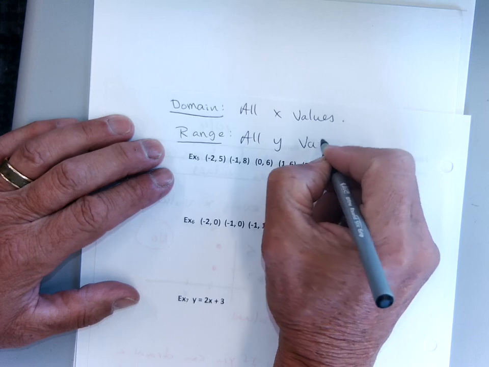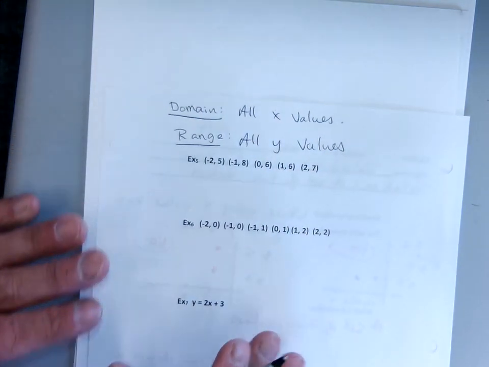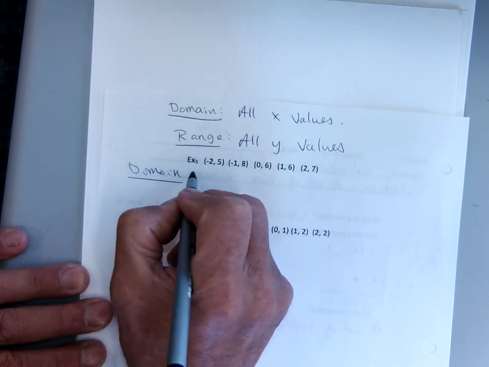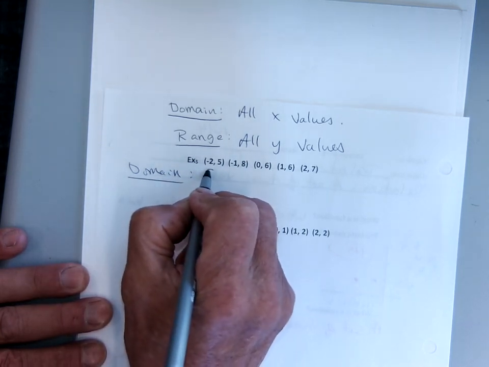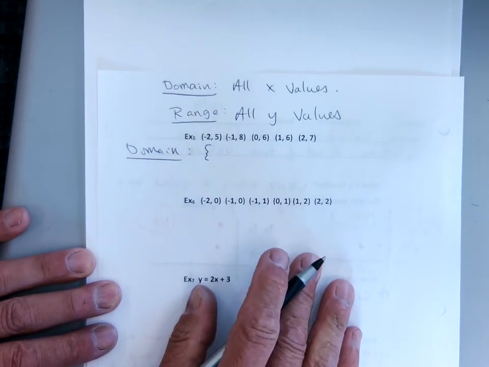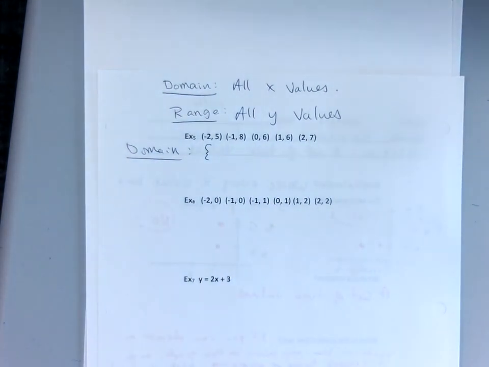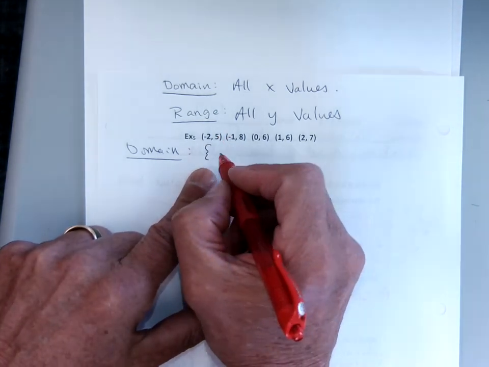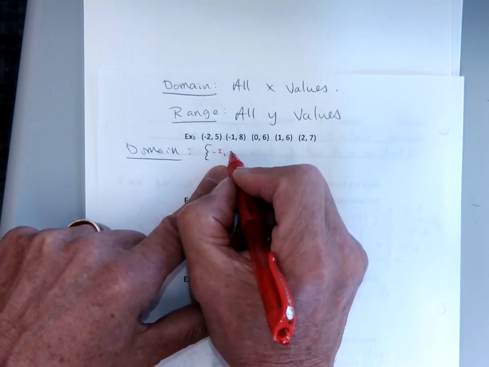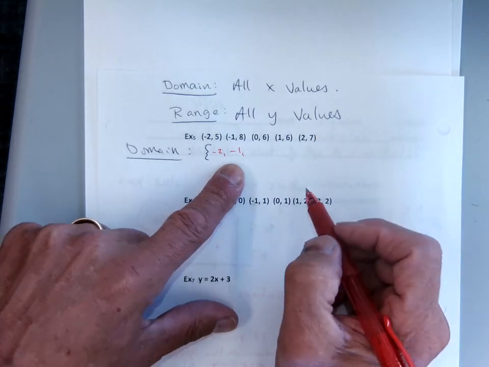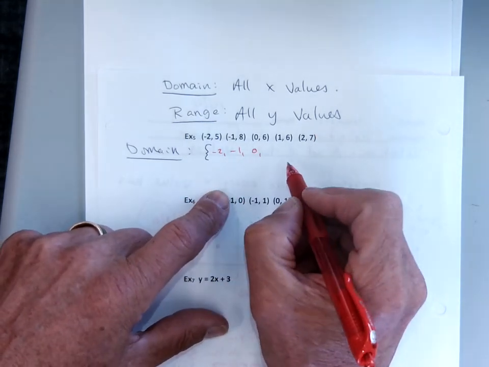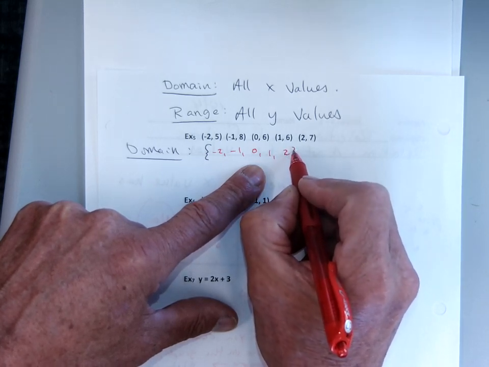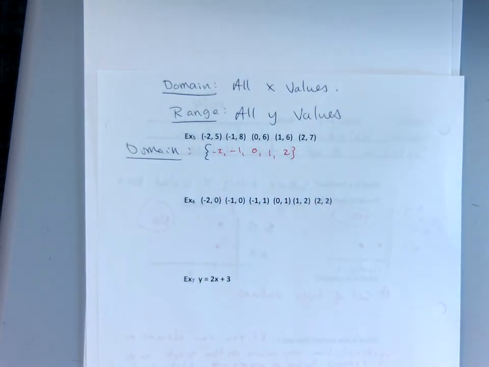So in example 5, okay, the domain. And we're going to use set notation, but don't let the set bother you. See the little squiggly? That's set notation. And so our domain is going to be -2, because that's an x value. -1, that's an x value. 0, 1, and 2. That's my domain.